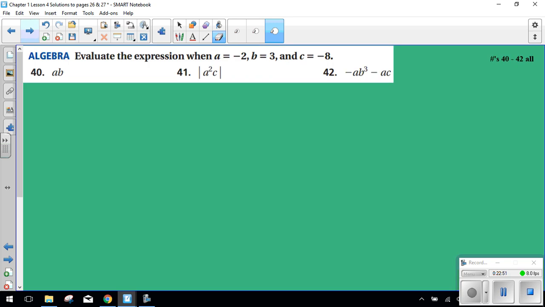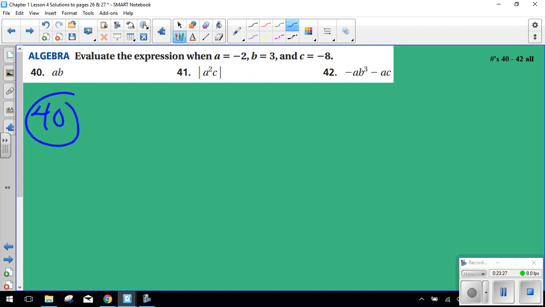Okay, here we have 40 to 42 all. The word evaluate means to solve, find the solution. Okay, so evaluate the expression. So anywhere we see A, we're going to replace it with -2. Anywhere we see B, we replace that letter with 3. And anywhere we see C, we replace it with -8. Okay, so let's take a look at 40.